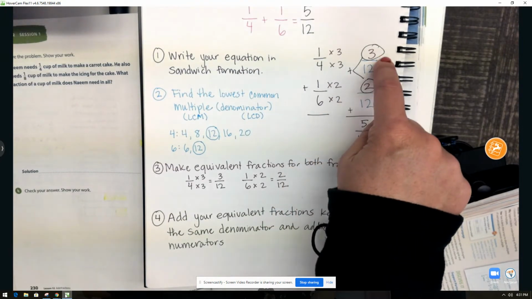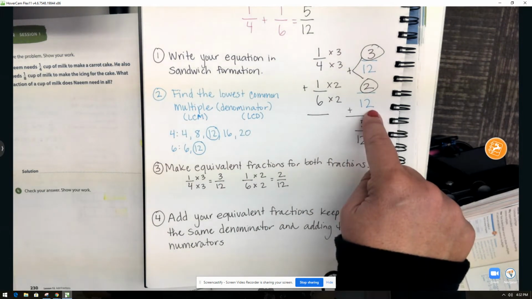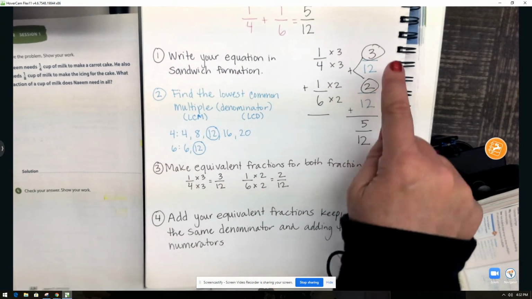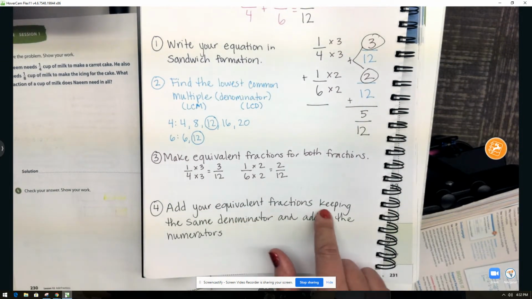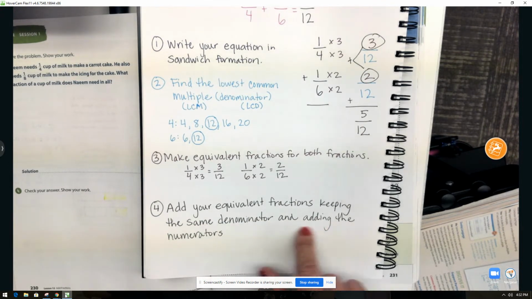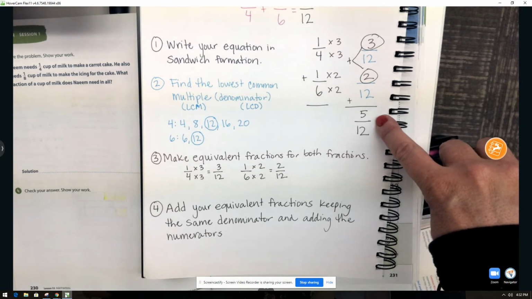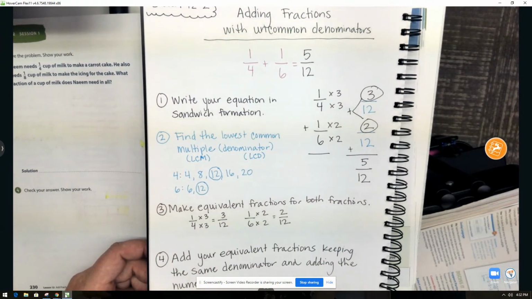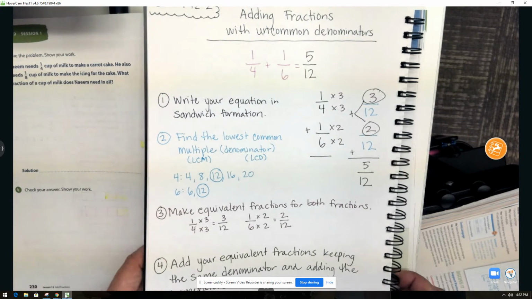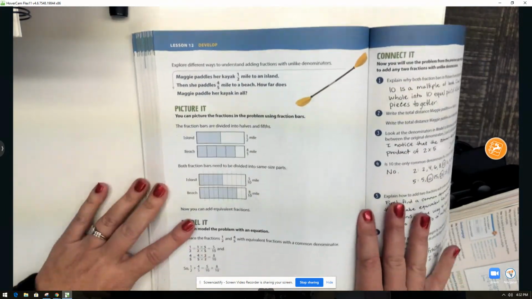So then now I have my equivalent fractions. 1/4 is the same as 3/12. 1/6 is the same as 2/12. So finally, after I found my equivalent fractions, I'm going to add my equivalent fractions, keeping the same denominator and adding the numerators. So 3/12 plus 2/12 equals 5/12. This will also be available to you in poster form if you need to remember the steps for adding fractions with uncommon denominators. So now let's go ahead and turn to page 232.